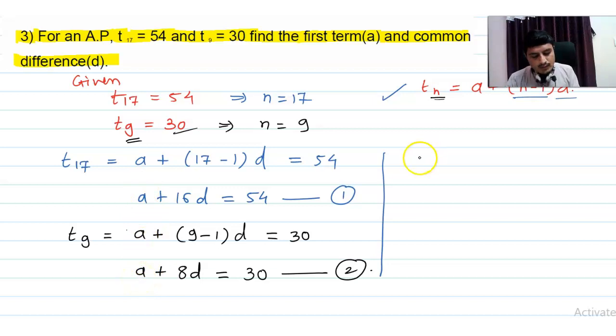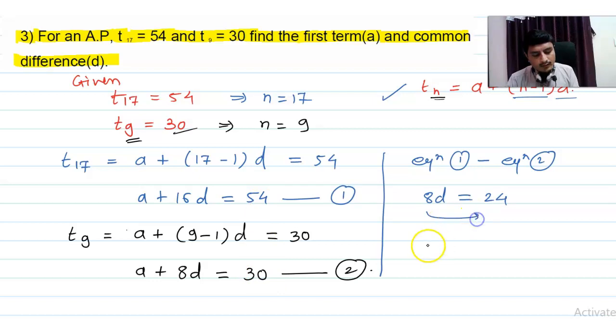So that means we have to subtract equation 2 from 1. That means we are writing equation 1 minus equation 2. So now a minus a becomes 0, or gets cancelled. 16d minus 8d, we are getting 8d, that is equal to 54 minus 30, we are getting 24.